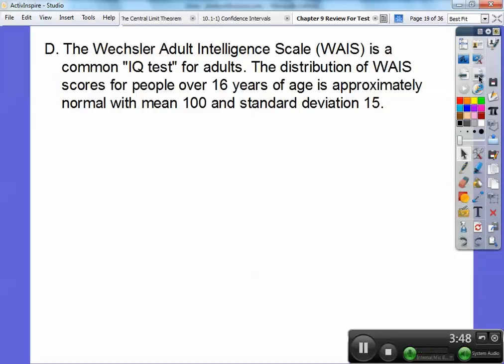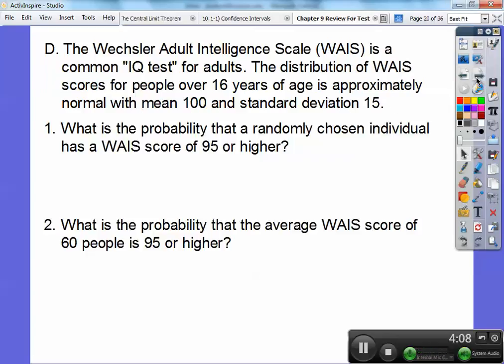So the Wechsler Adult Intelligence Scale is a common IQ test for adults. The distribution of the WAIS scores for people over 16 years of age is approximately normal. So there's normal, where there's my mean of 100, and this is my standard deviation of 15. Okay. So what is the probability that a randomly chosen individual, that is a singular individual, has a score of 95 or greater?